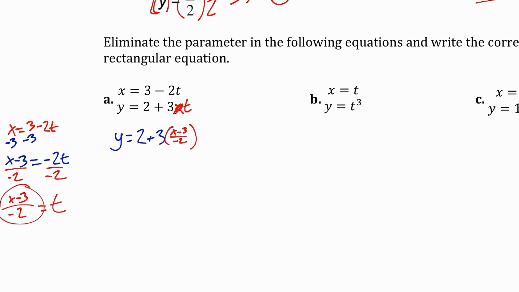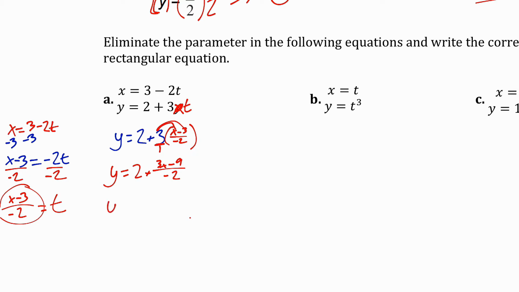We're going to go through and clean that up as much as possible. So now we got y equals 2 plus, we're going to start distributing the 3 to what's inside. And if you want to think about it, 3 is the same as 3 over 1. So we're going to do the numerator times the numerator. So we got 3 times x, which is 3x. 3 times negative 3, which is negative 9. Over denominator times denominator, 1 times negative 2 is negative 2.